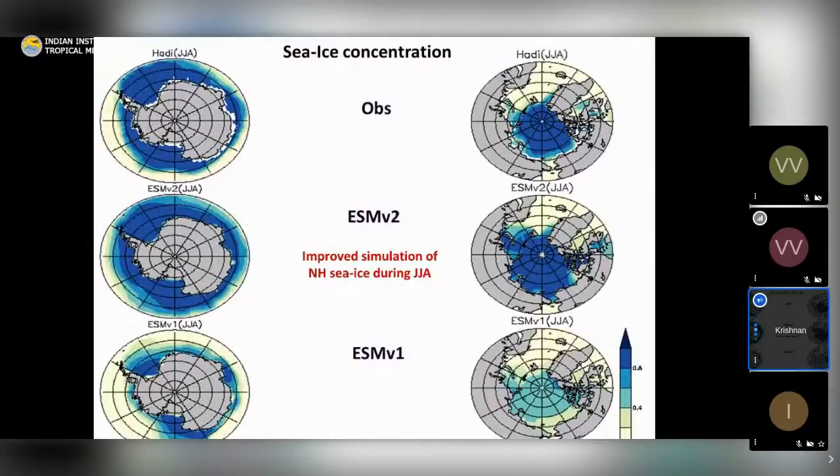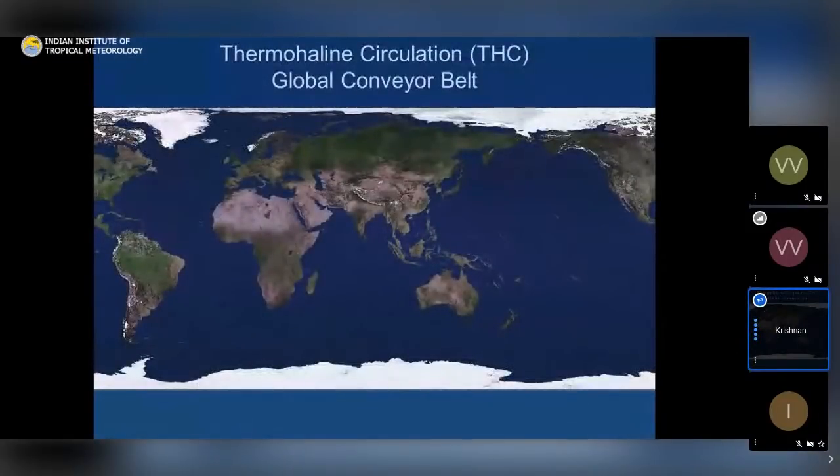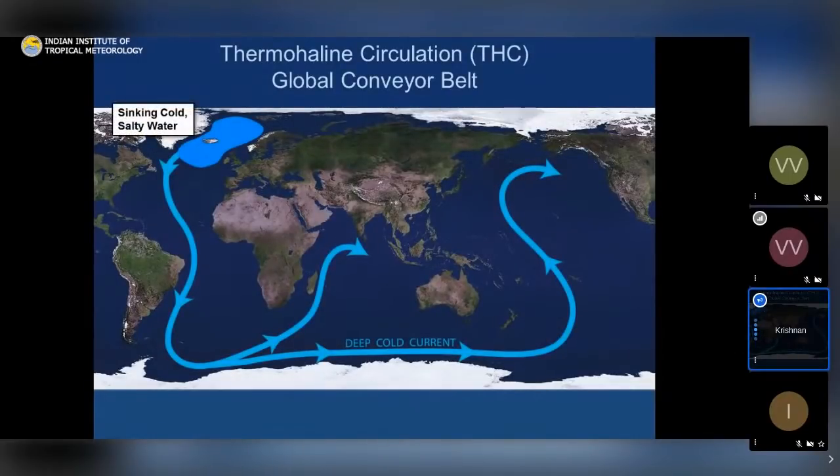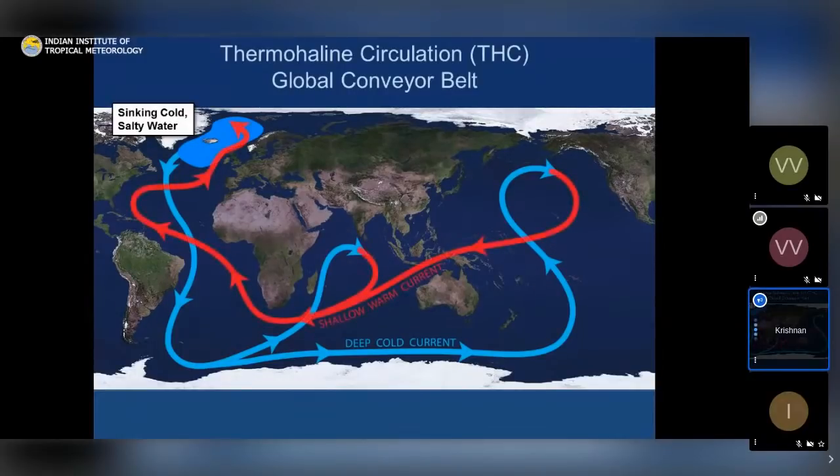This is an example of how we improved the northern hemispheric sea ice in the IITM ESM V2, which was underestimated in the V1. Because of this improvement, we have major improvements in the thermohaline circulation, which is basically a global conveyor belt where very cold, salty, dense water sinks in the North Atlantic, and it takes several hundreds of years to establish the circulation. At the surface you have warm waters going from the tropical areas to the high latitudes. This is also known in the literature as the Atlantic meridional overturning circulation. With the melting of the sea ice and the Greenland ice sheet, one of the major changes we can expect in the climate system is changes in the AMOC. This can have major impacts on the climate.